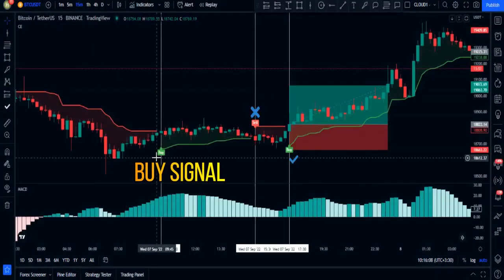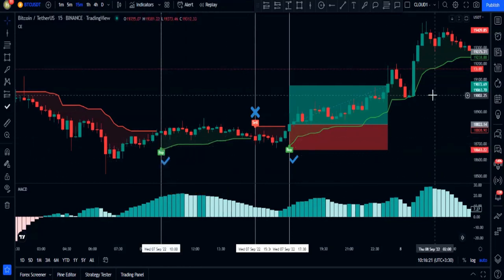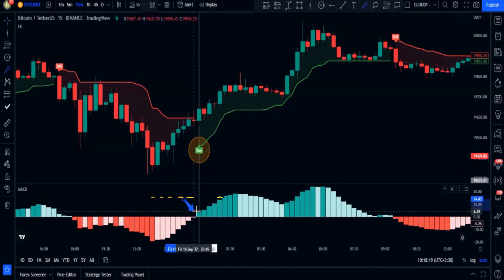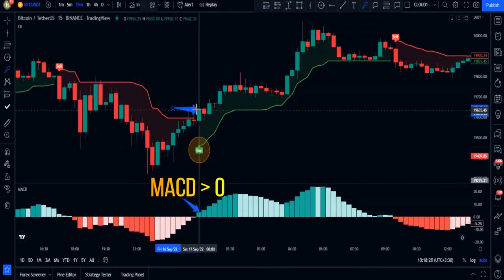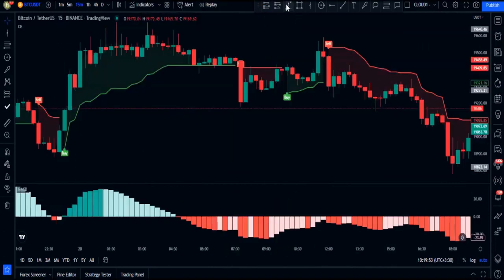And look at this example. This buy signal is also valid because the histogram of the MACD is above the zero line. So this is a valid signal. And look at this buy signal. We have a buy signal by the CE indicator, and the histogram of the MACD is also above the zero level. So it's valid. So put your buy order at the close of the trigger candlestick.